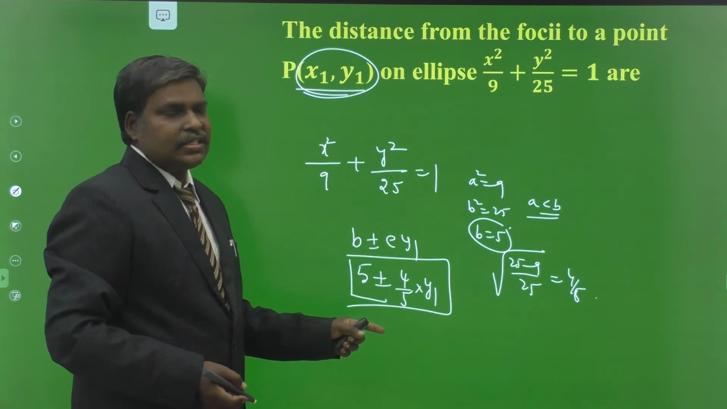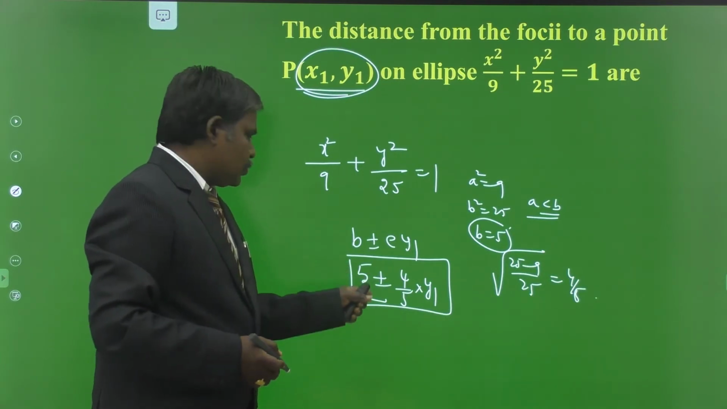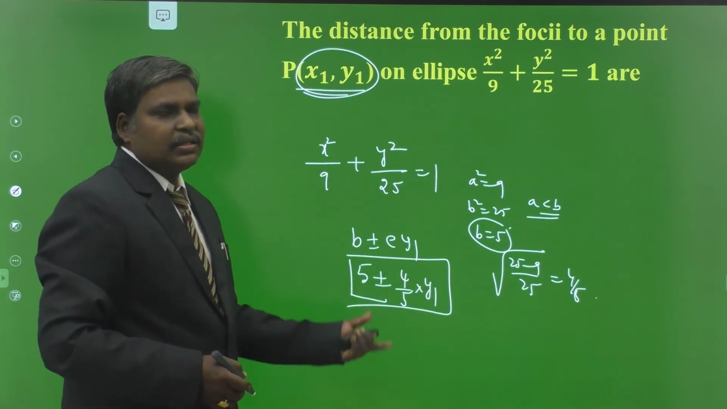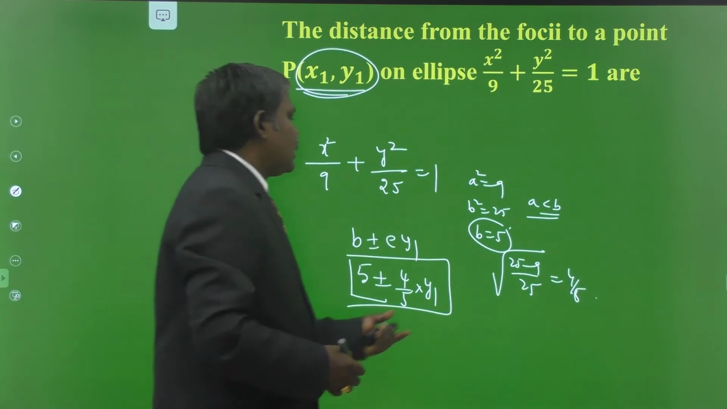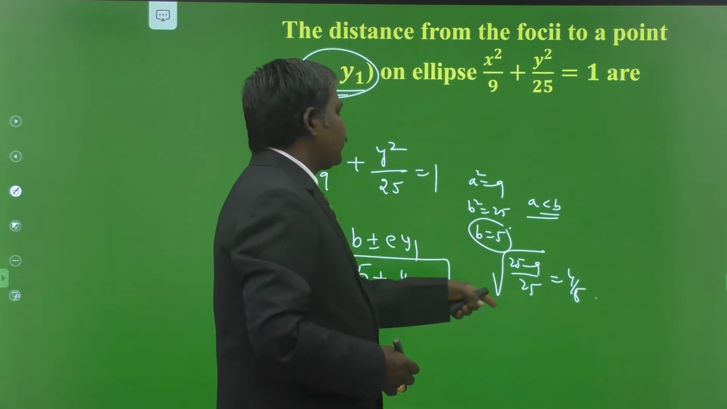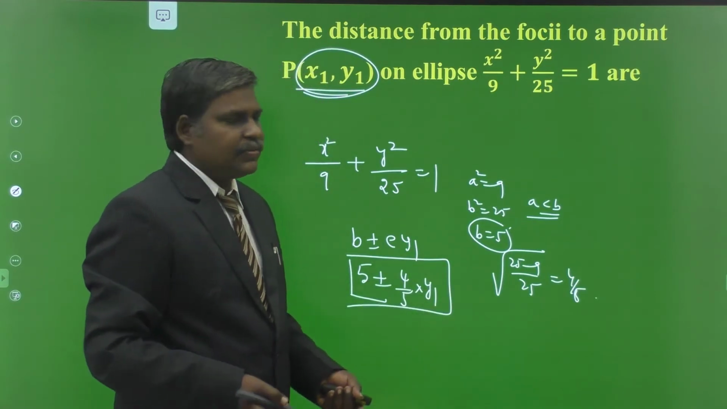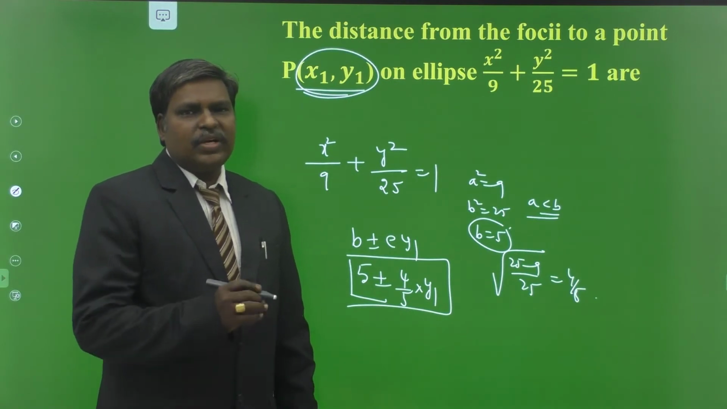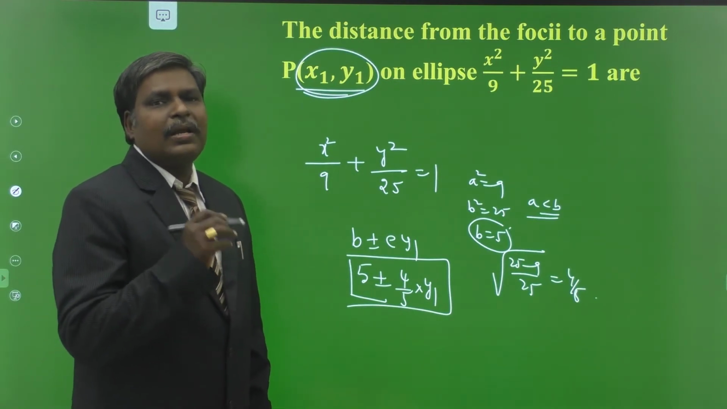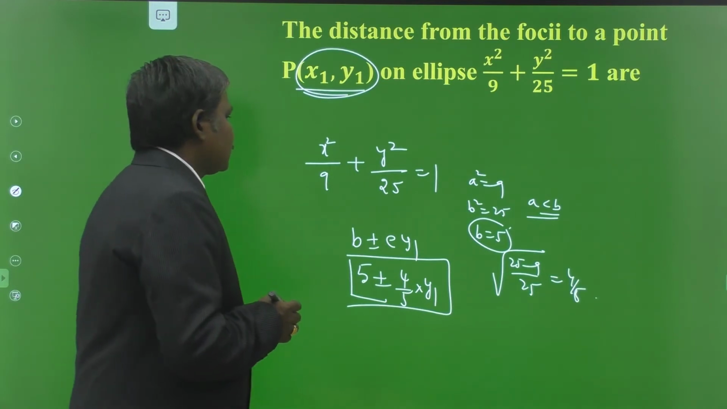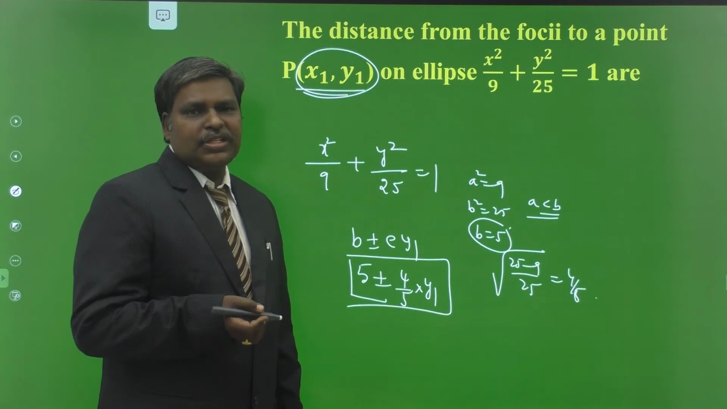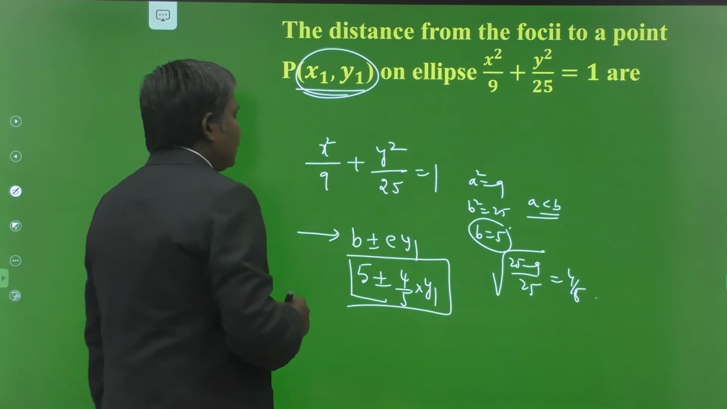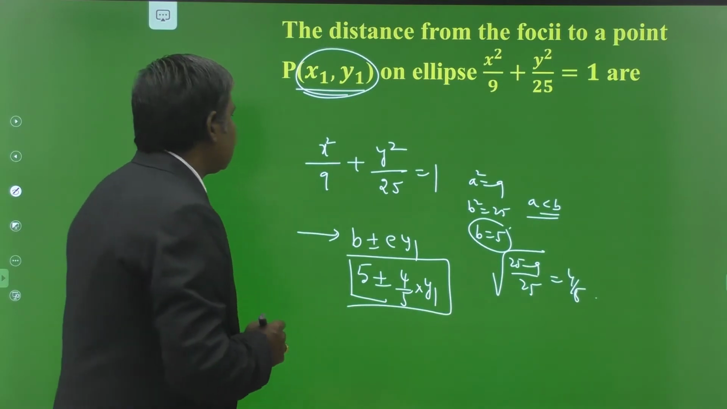The sum of the focal distances is always, my dears, 2a. So 5 plus 4 by 5 y1 plus 5 minus 4 by 5 y1 is 10. That is nothing but the length of the major axis. Here b is more than a. What is the length of the major axis? 2b, that is 2 times 5, so 10 itself. So SP plus S dash P is always equal to the length of the major axis. That property is the focal property of the ellipse: the sum of the focal distances of any point on the ellipse is always constant. So here the focal distances are b plus or minus e y1.